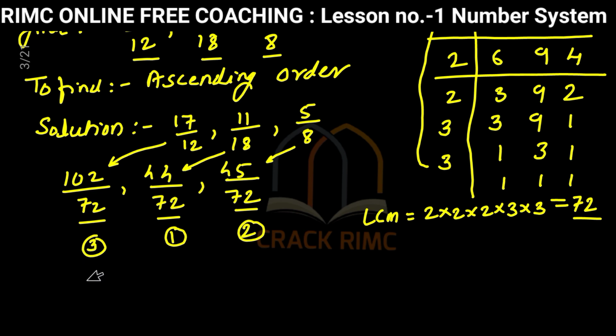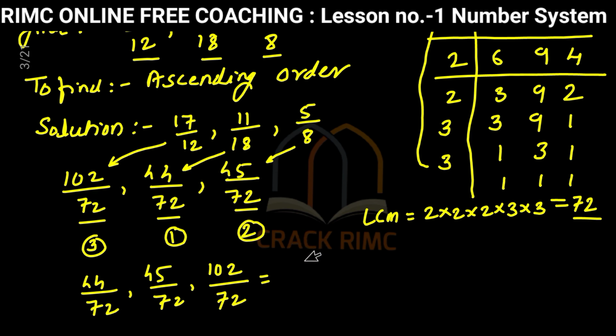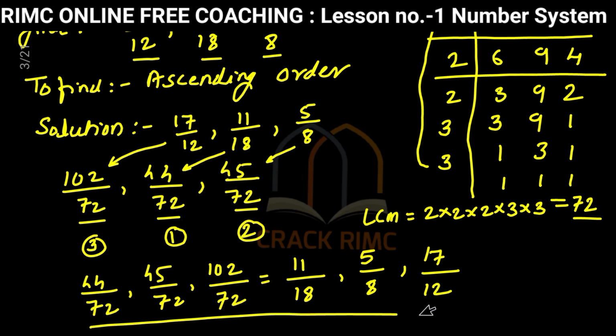So the ascending order will be 44 upon 72, then 45 upon 72, thereafter 102 upon 72, which is equal to 11 upon 18, then 5 upon 8, and lastly 17 upon 12. So this will be our answer.